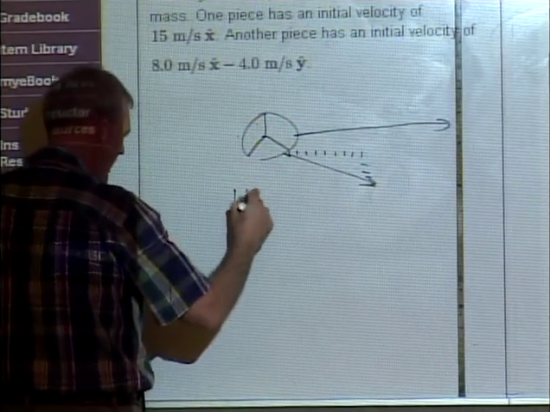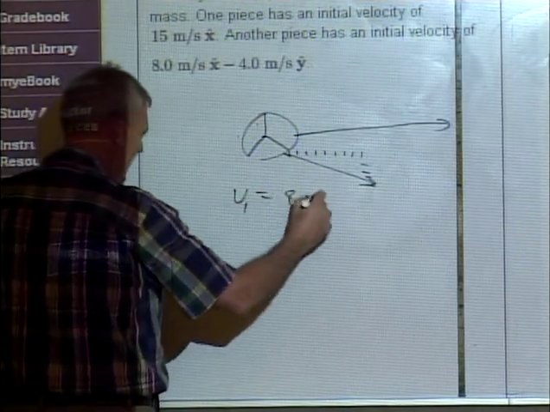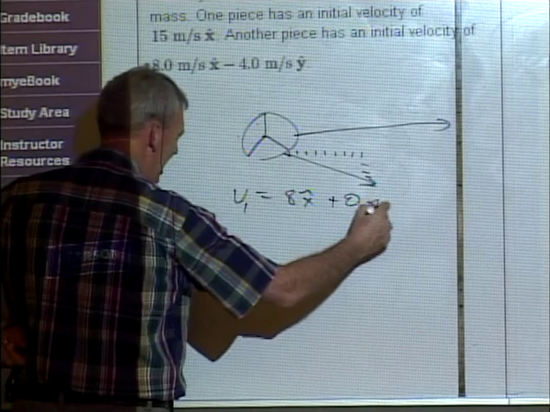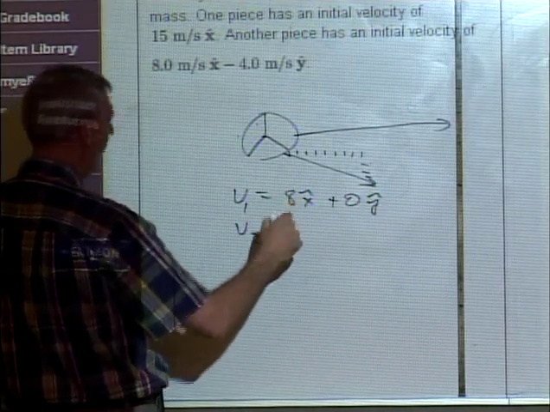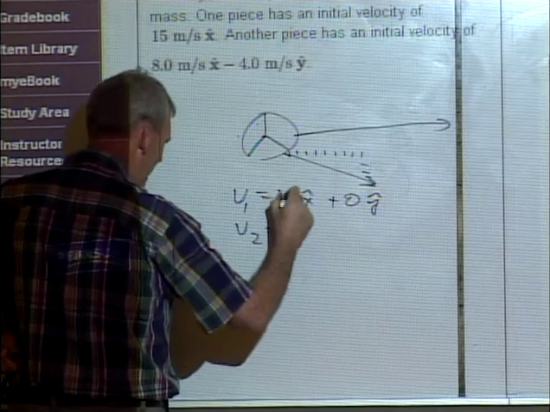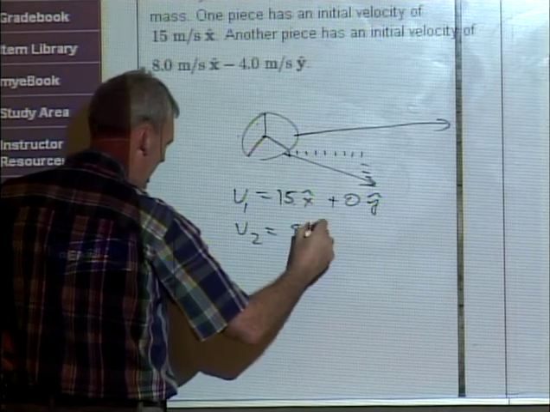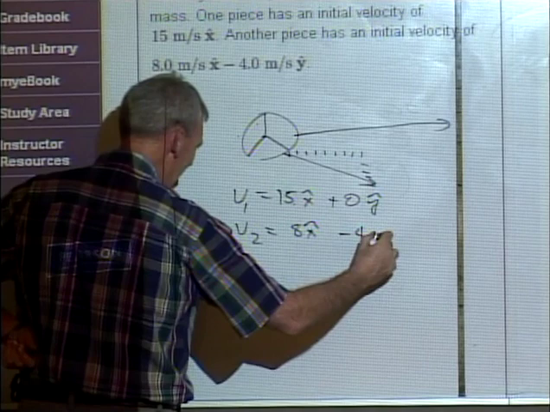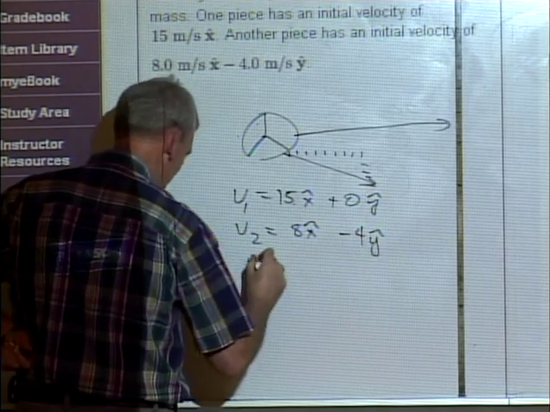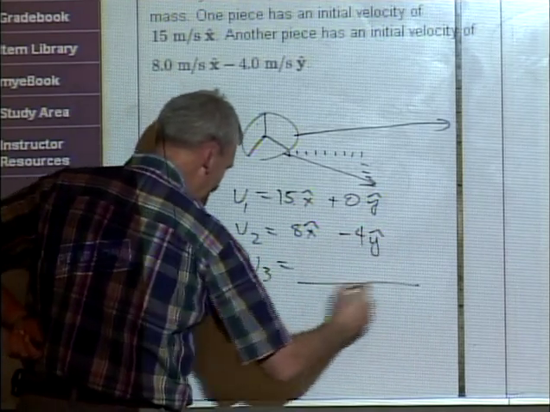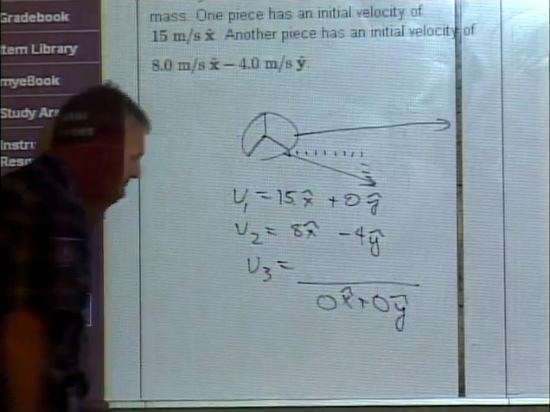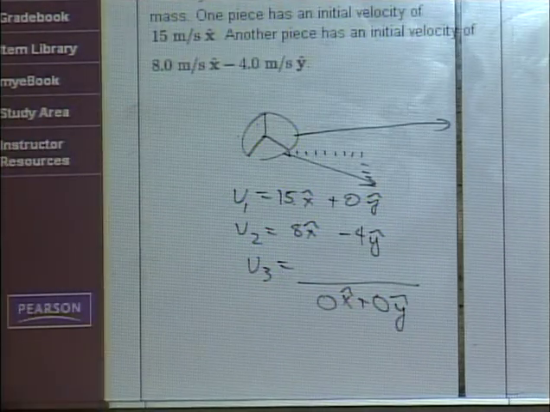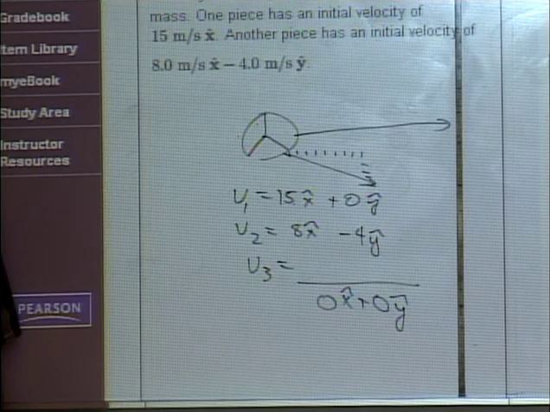So, here's what I've got. I've got V1 equals 8x hat plus 0y hat. I've got V2 equals 8x hat minus 4y hat. V3 is going to have to equal something so that all this adds up to zero. What should it be without looking to the right?